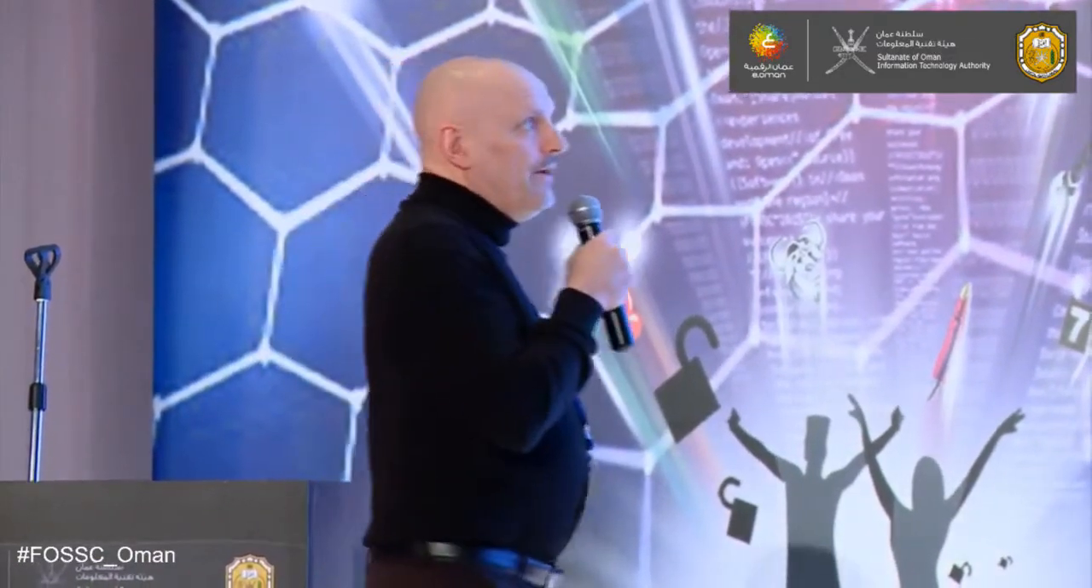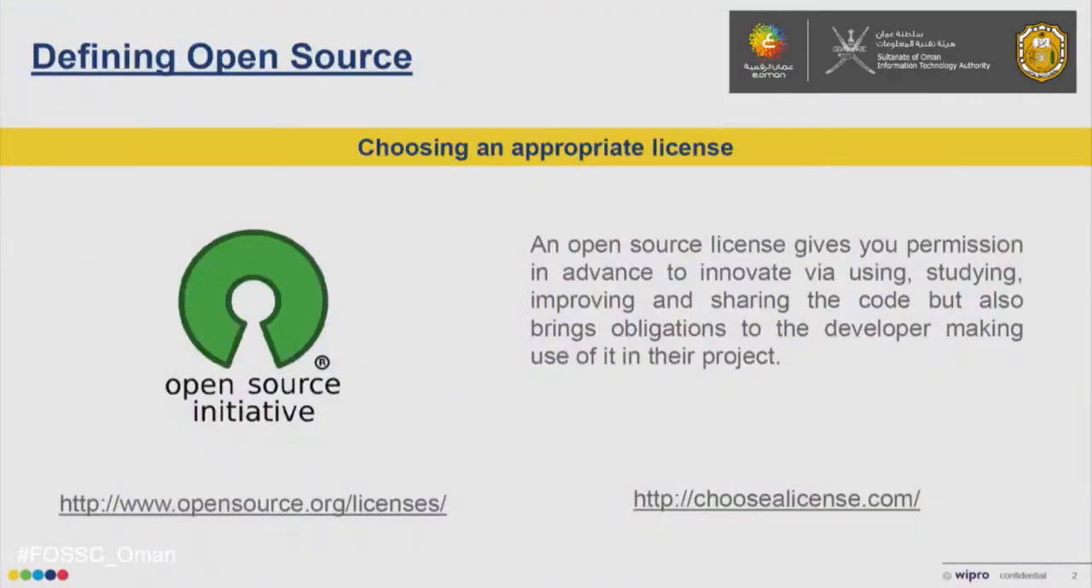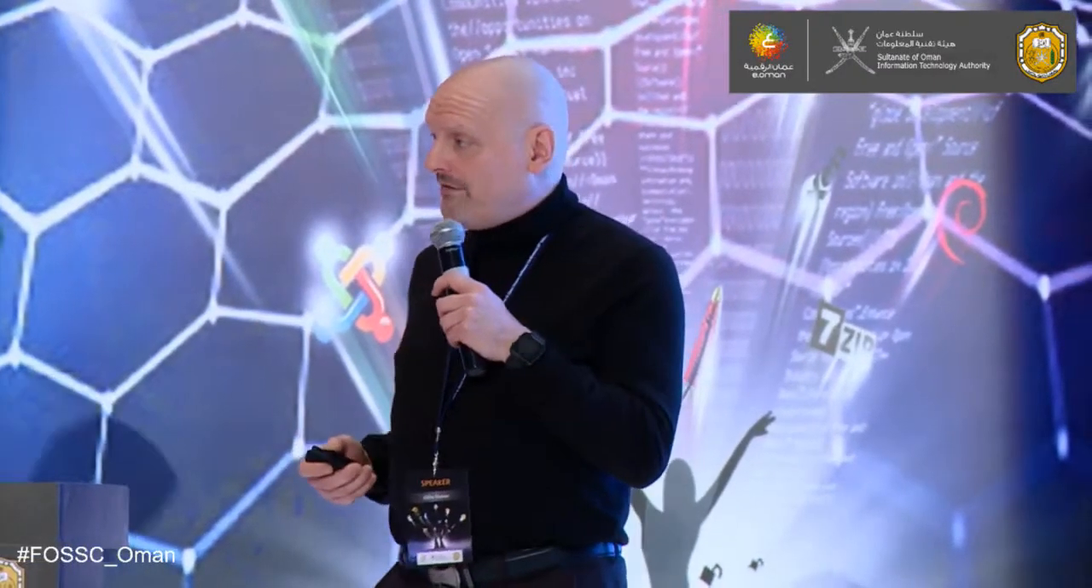because licenses is what's going to define the way people can interact with your code, and in particular, developers who are going to use your code in your software. So, if you look at the sort of definition of what an open source license is, an open source license is something that gives you permission in advance. I've read this sentence yesterday as well, but I want it very much in your mind. It gives you permission in advance to innovate via using, studying, improving, and sharing code. So that's the freedom or the liberties that an open source license brings. But an open source license also defines, as a developer, the obligations I may have in terms of sharing my development based on that source code.